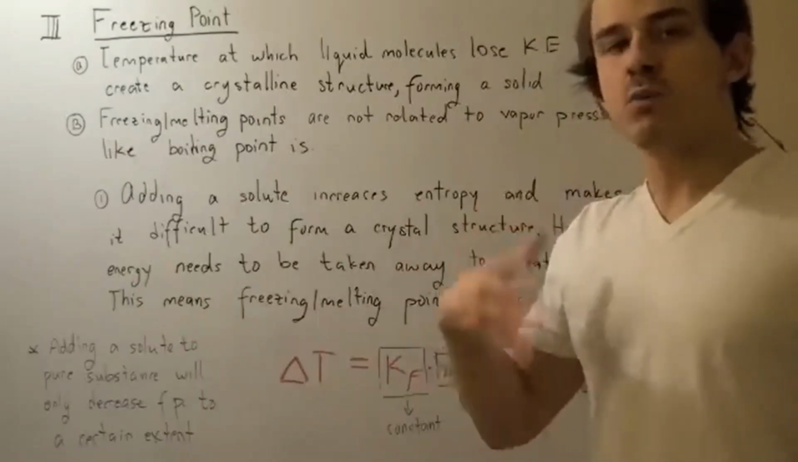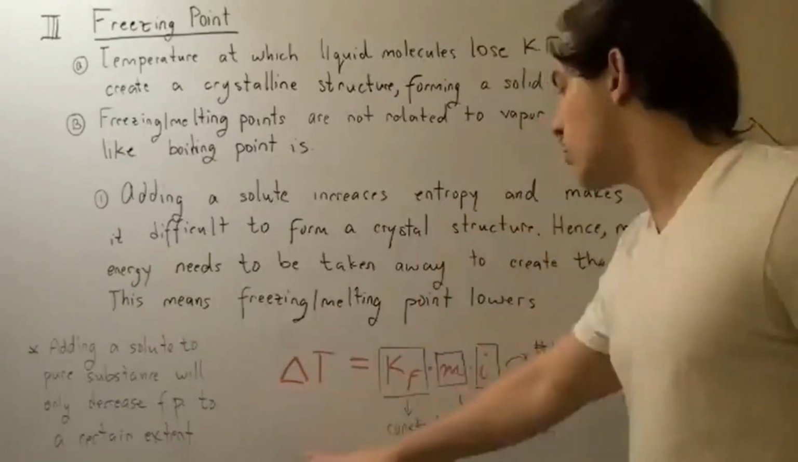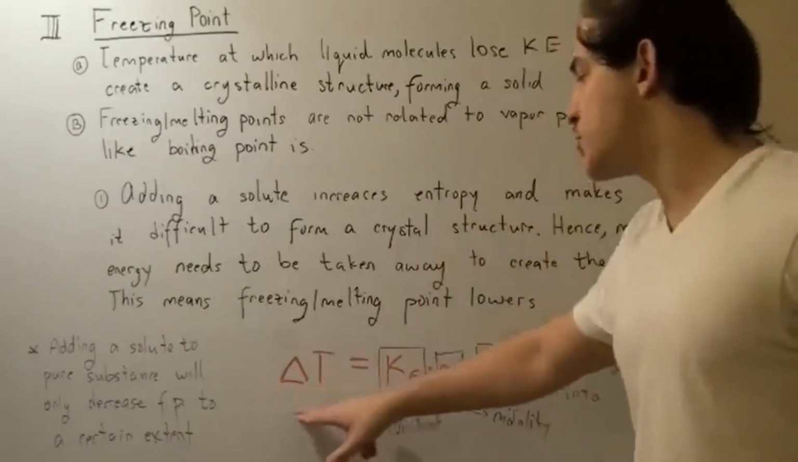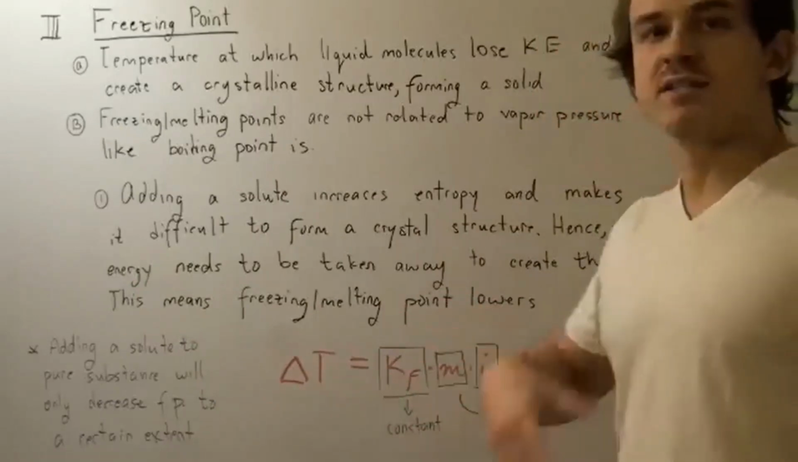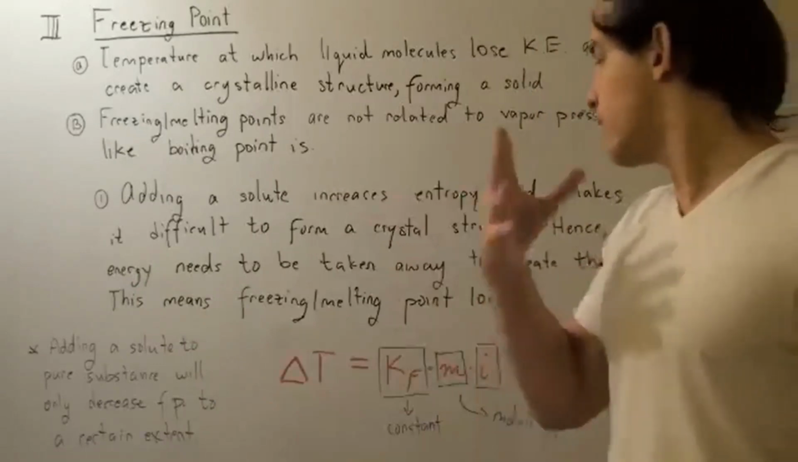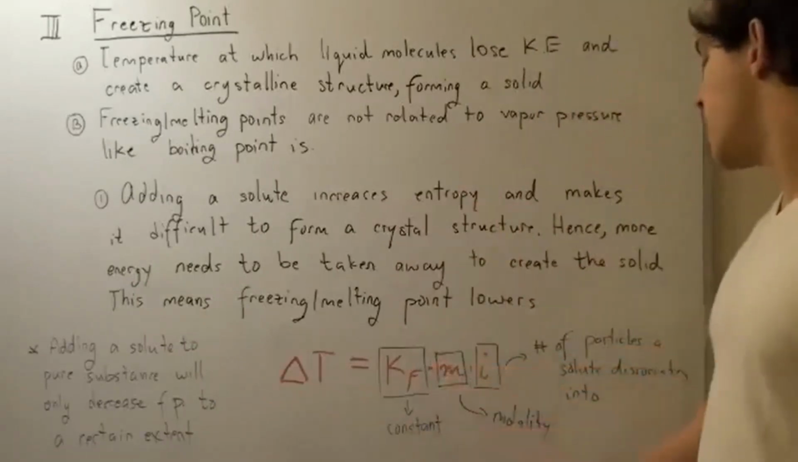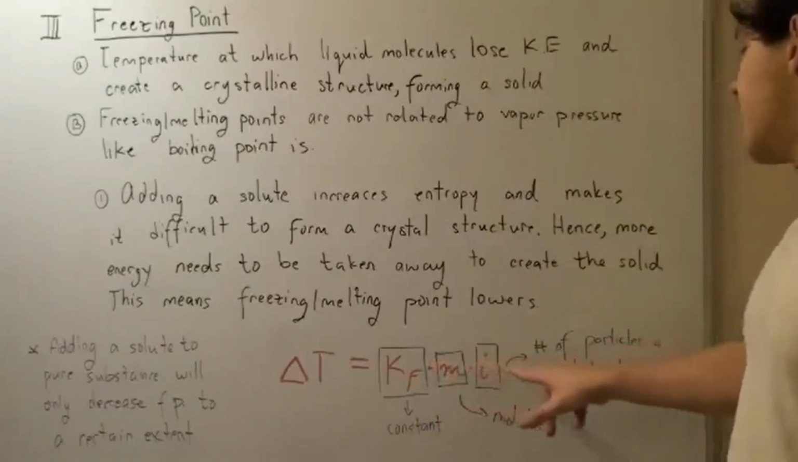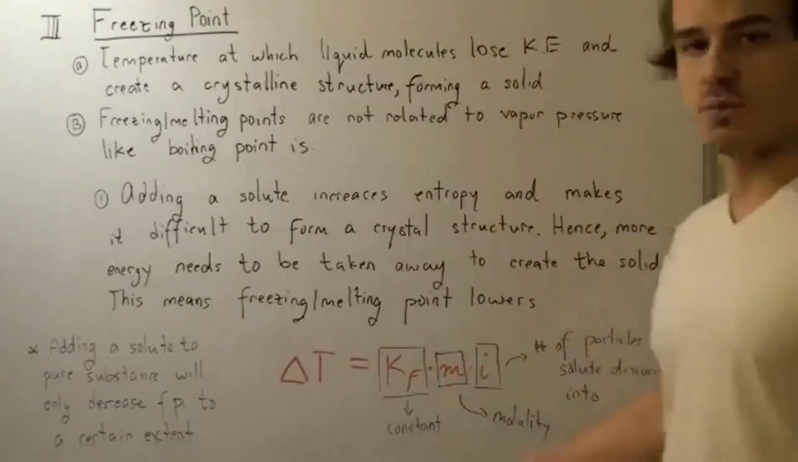Now, the amount by which our freezing and melting point lowers can be found by a similar formula. The change in temperature is equal to a new constant that depends on the substance being melted or frozen times the molality of our substance times i, the number of particles a solute dissociates into.